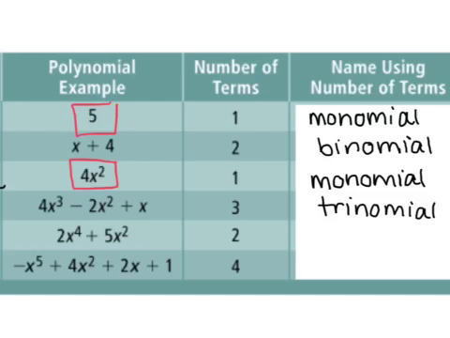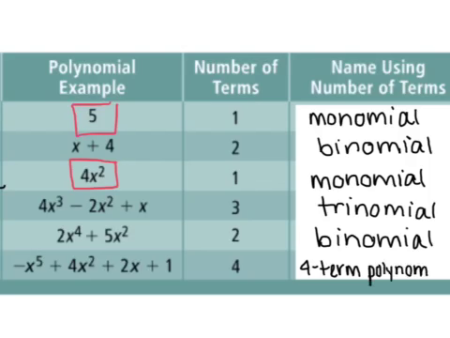Trinomial for 3, then 2x to the 4th plus 5x squared. That goes back to 2. A binomial. Now, 4 and above doesn't have any special name. We just call it a 4-term, or however many terms we have, 4-term polynomial. It would be a 5-term polynomial. If it was 10, it would be a 10-term polynomial.